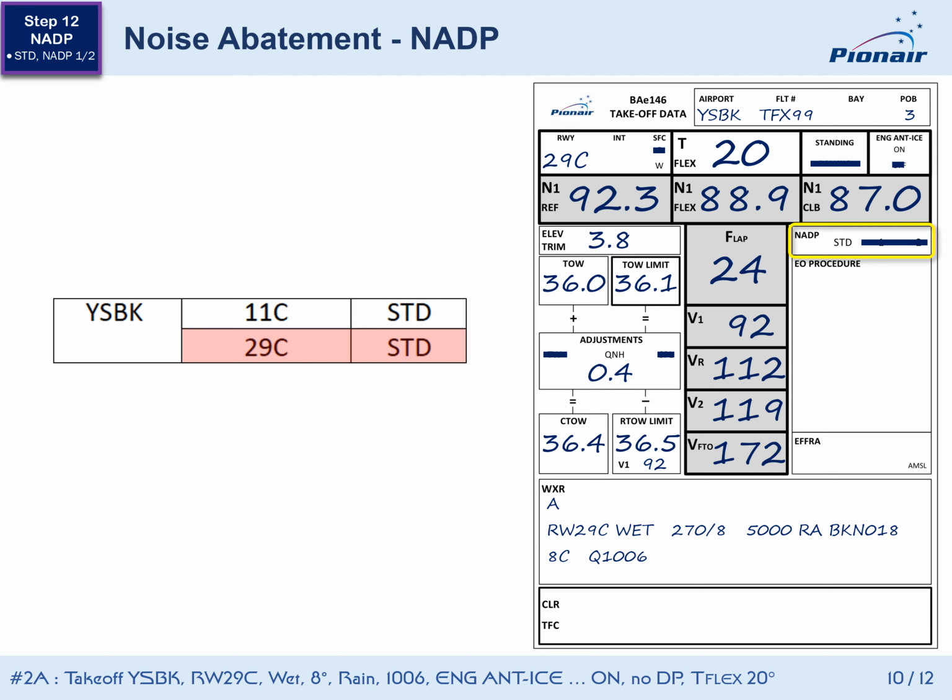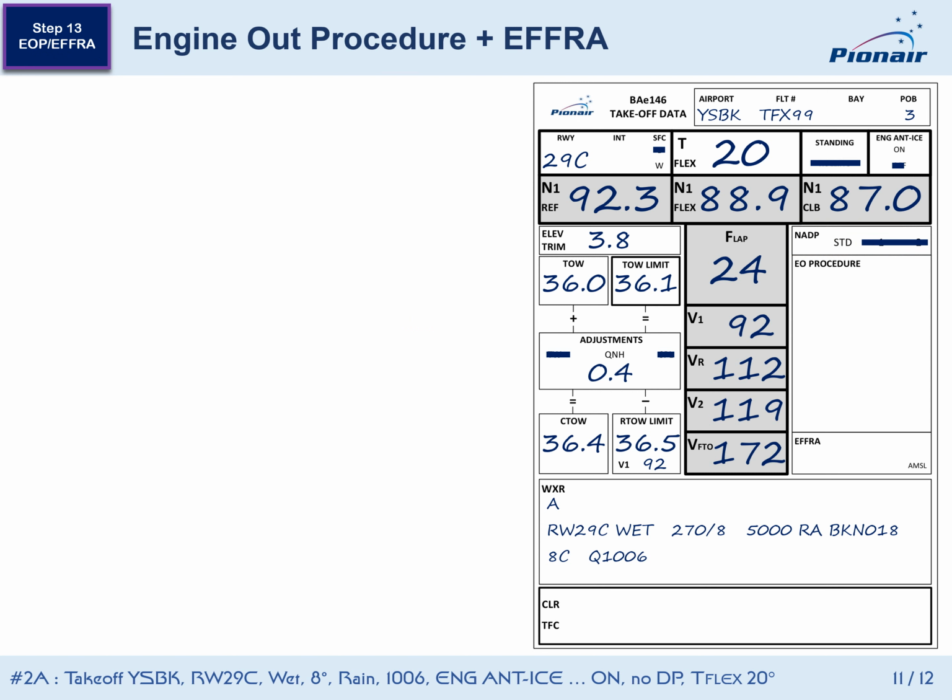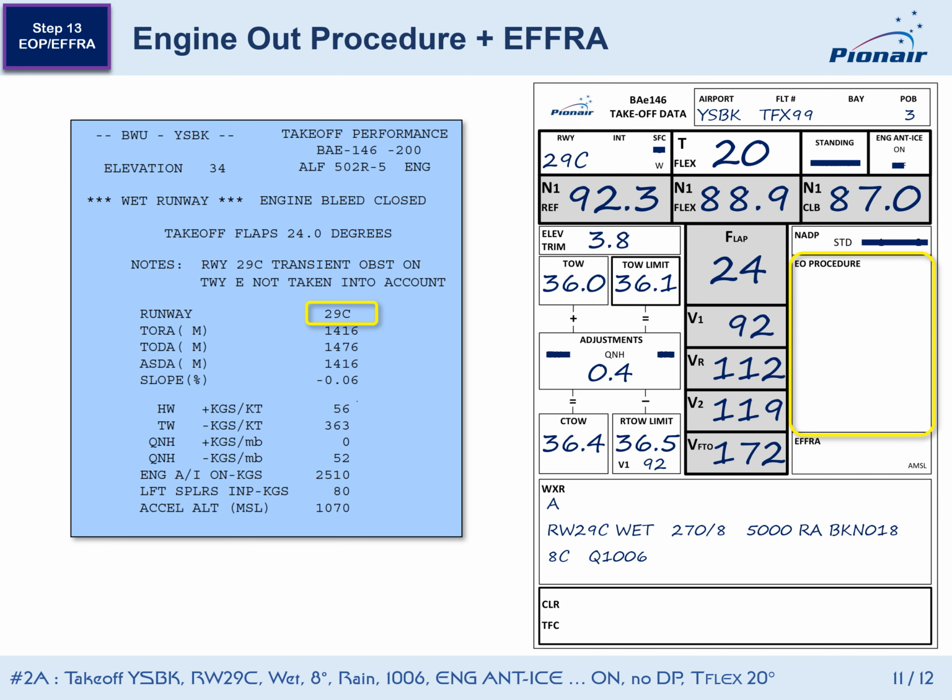That's it for step 12. On to lucky 13. Our final step is to record onto the toll card the engine out procedure and the engine failure flap retraction altitude, or EFRA. Remember, of course, that if we have DP in the runway intersection name, then there's a special departure procedure to go looking for in the rack manual. But in this case, it's a straight out departure, which means straight ahead to 20 miles, establish a left-hand 5-mile holding pattern.